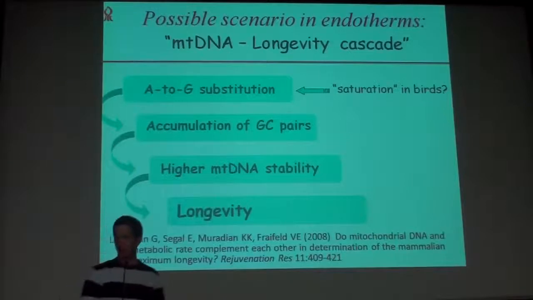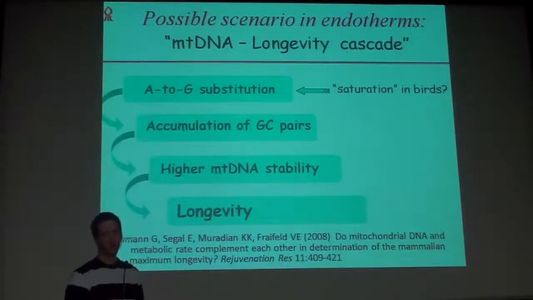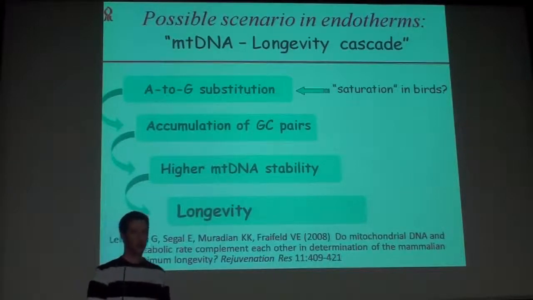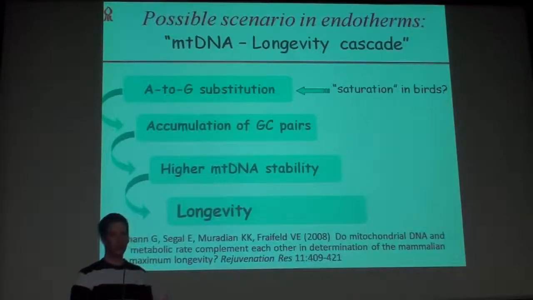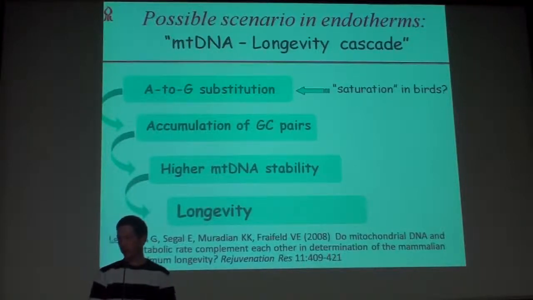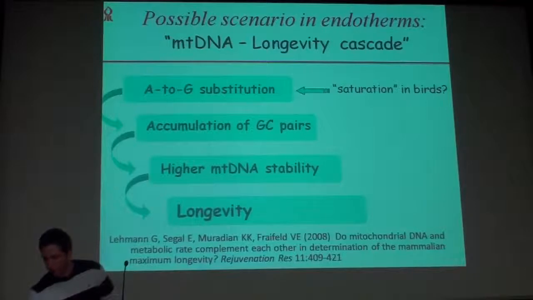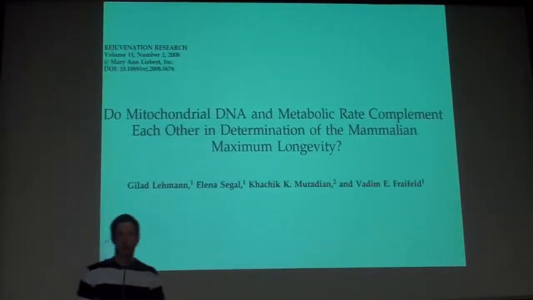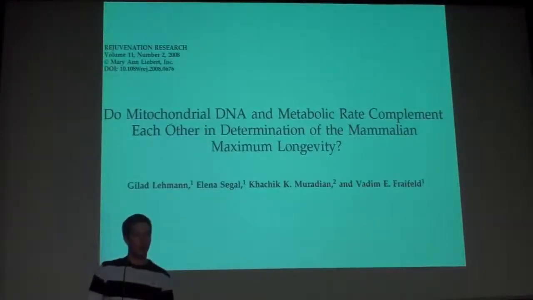So this is what happens in the heavy strand, which is G-rich. The cytosine cannot accumulate for some reason. This is the topology of the DNA. The accumulation of GC pairs leads to higher stability and longevity. From here, we will go on to the other factor, which is resting metabolic rate.